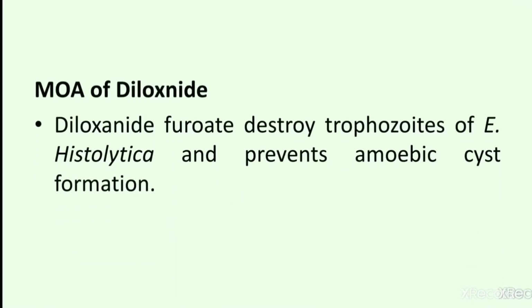Mode of action of diloxanide. Diloxanide is a luminal amoebicide in nature. It destroys trophozoites of Entamoeba histolytica and prevents amoebic cyst formation. However, the exact mode of action of diloxanide is still unknown.